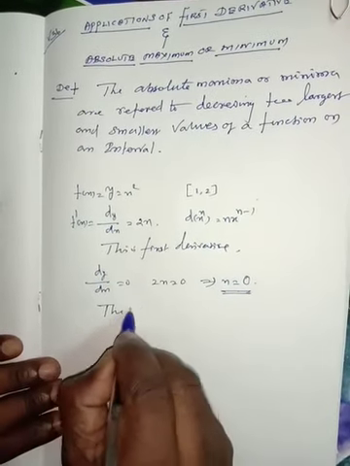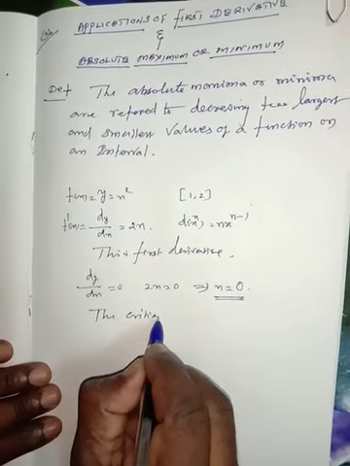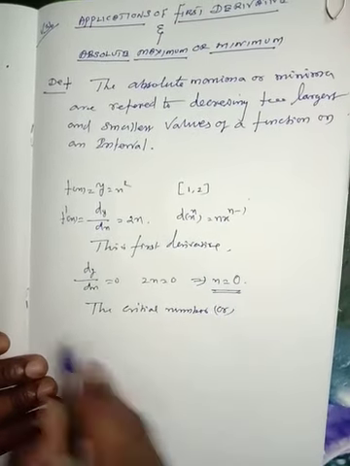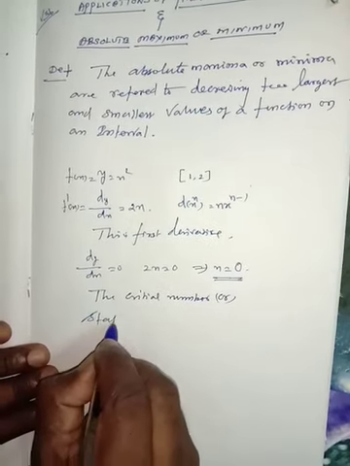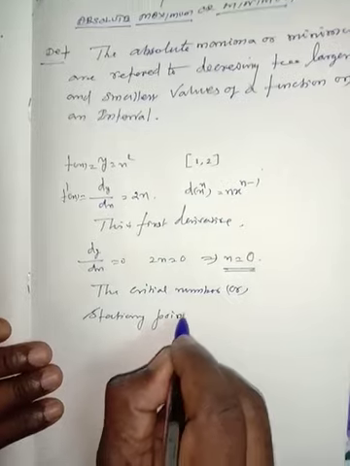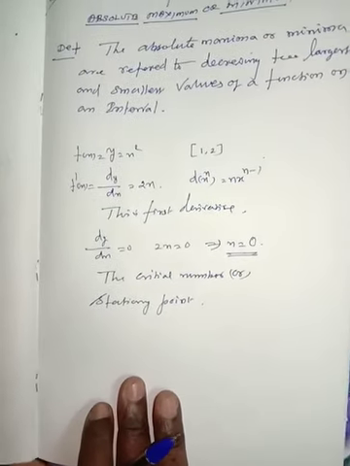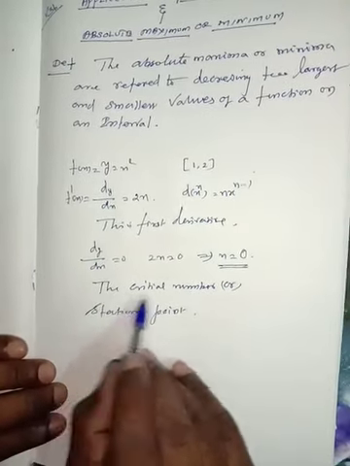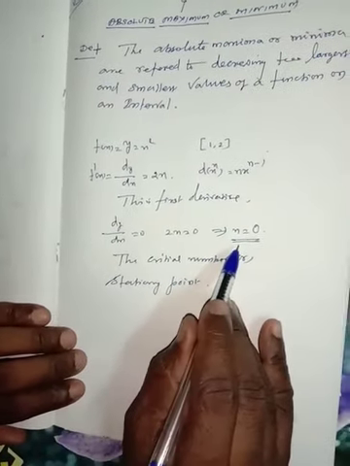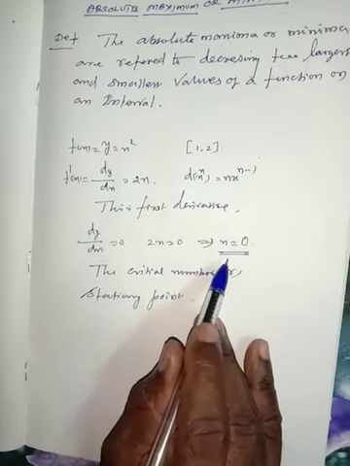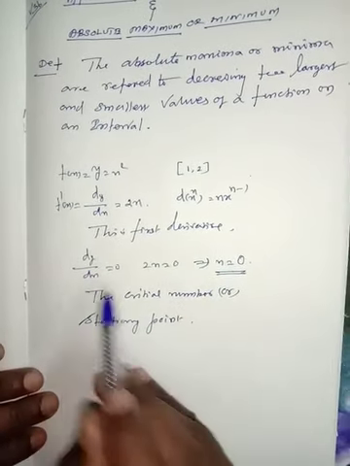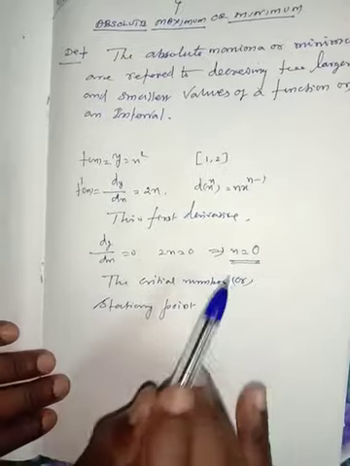The critical number or stationary point. Now the critical number is x equal to 0, or the stationary point is the same. In this case, how do we find the absolute maxima or minima? This is the question. dy by dx equal to 0, x equal to 0.